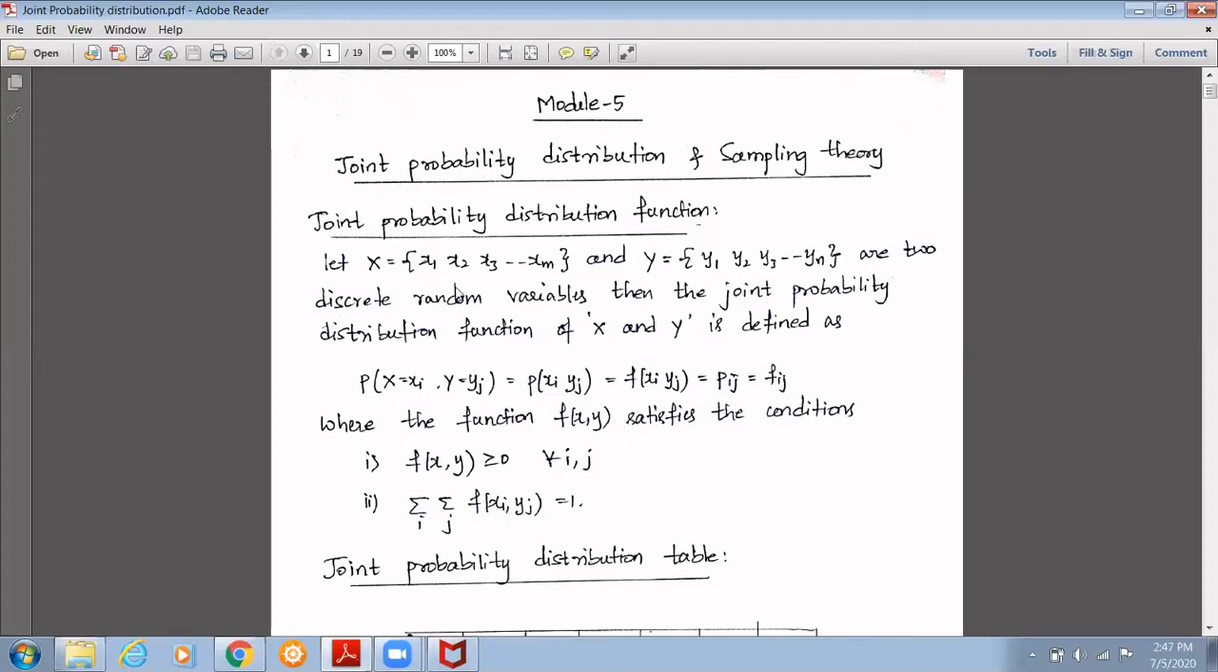It means to the given random experiment, we assign the two random variables x and y, and the joint probability distribution of the variables x and y is given by f of xi comma yj. This f of xi comma yj represents the probability of getting the random variable x equal to xi and y equal to yj.